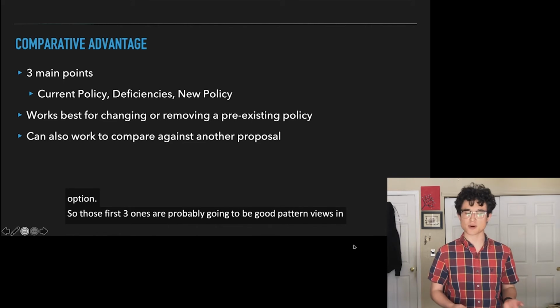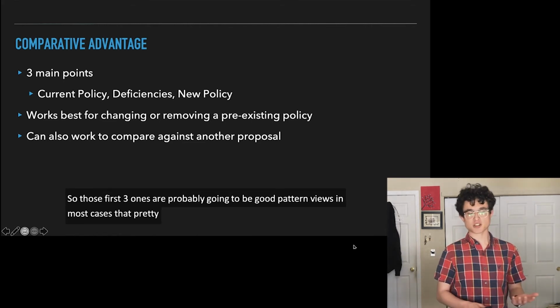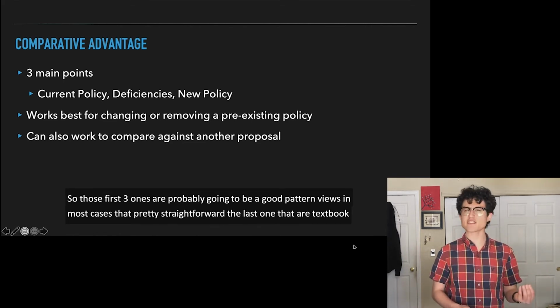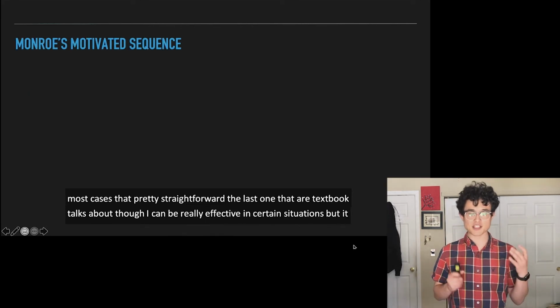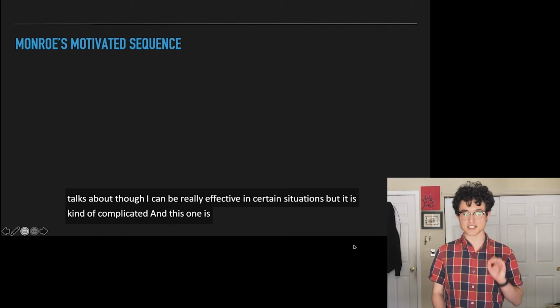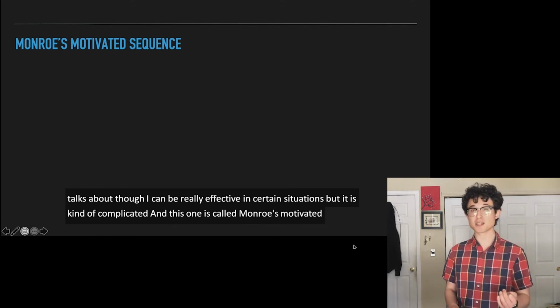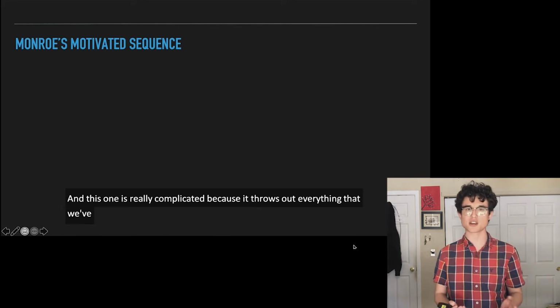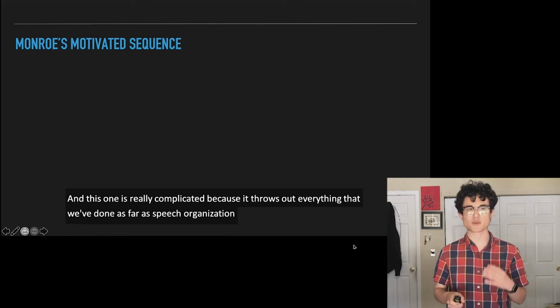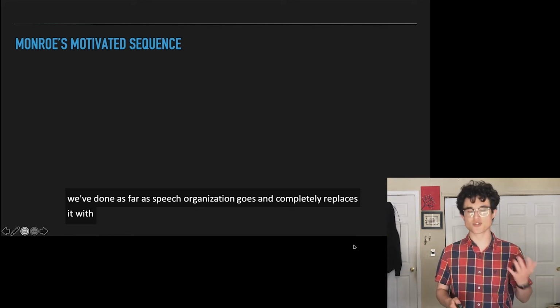They're pretty straightforward. The last one that our textbook talks about, though, can be really effective in certain situations, but it is kind of complicated. And this one is called Monroe's motivated sequence. And this one's really complicated because it throws out everything that we've done as far as speech organization goes and completely replaces it with its own structures and organization.